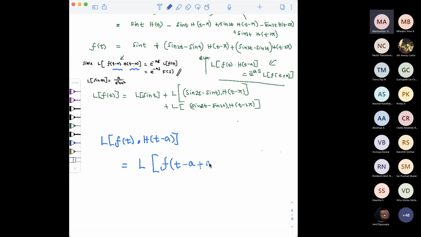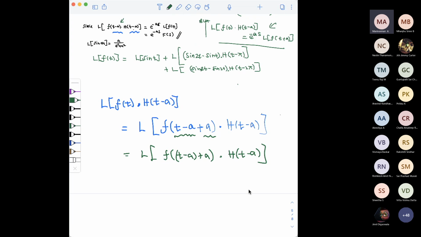Okay, this is minus a plus a into h of t minus a. So we can write, now we will make this as one portion. It's like t minus a plus a. So we try to consider it as f of t minus a plus a format into h of t minus a. So, I hope you got the point, right? Yes, sir. Okay, now how can we get this?